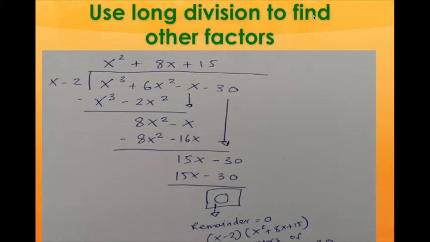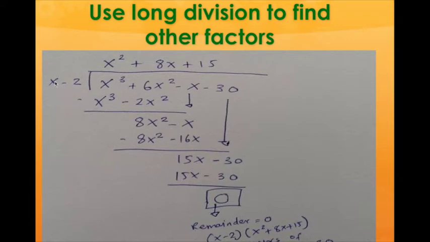We can use long division to find other factors. As we know that x minus 2 is already a factor, we can put it into the divisor. Again, we have to find a polynomial that when you multiply by x minus 2 is equal to x to the power 3. In this case, x squared. So we get it. Then bring down 6x squared minus 2x squared is 8x squared, minus x.